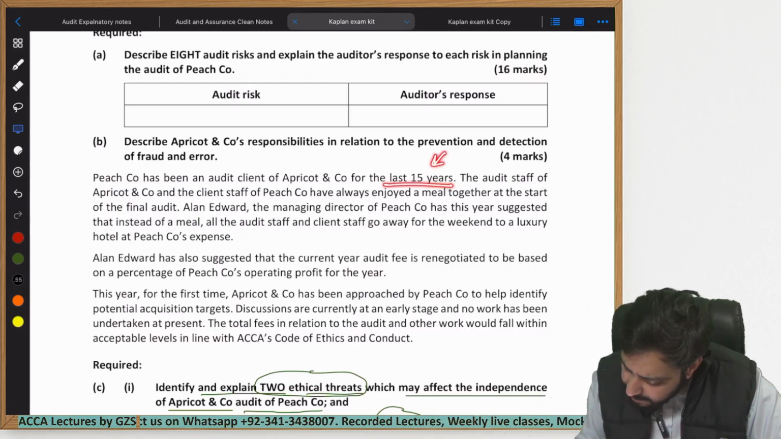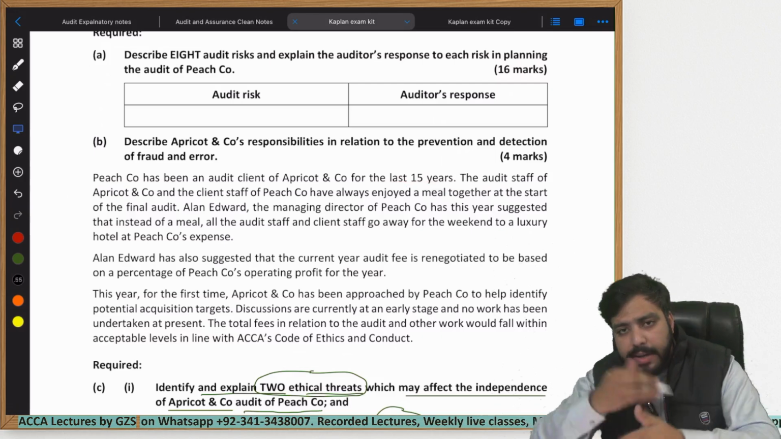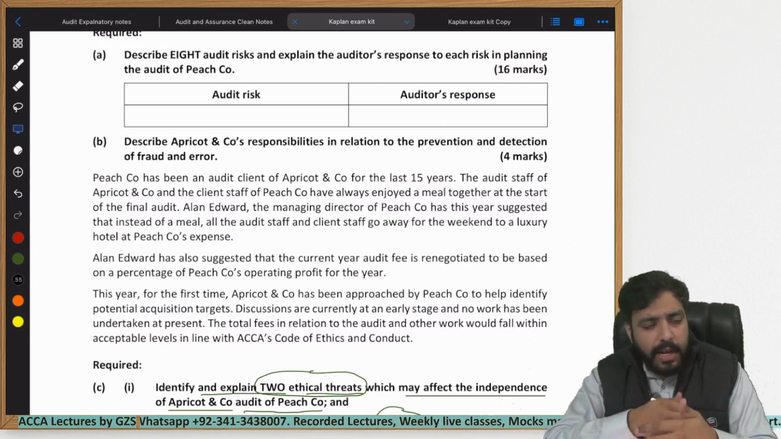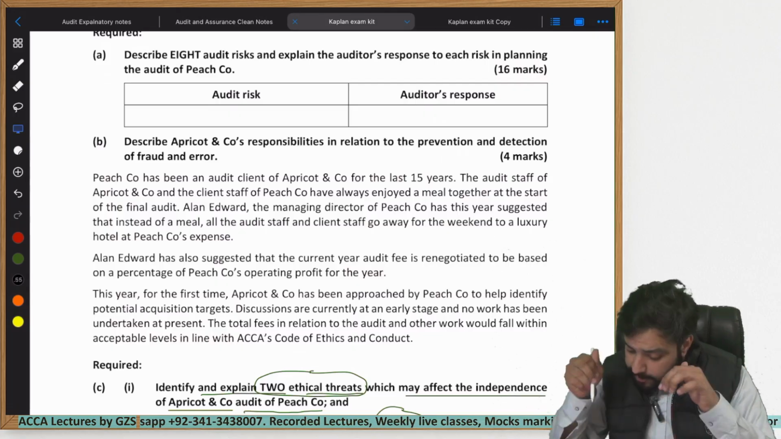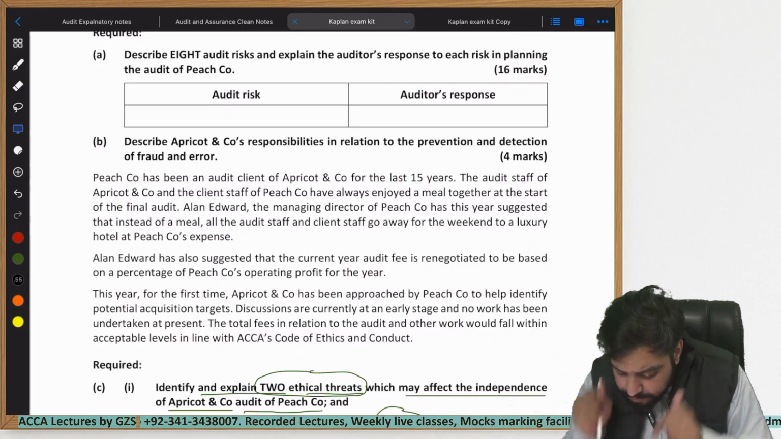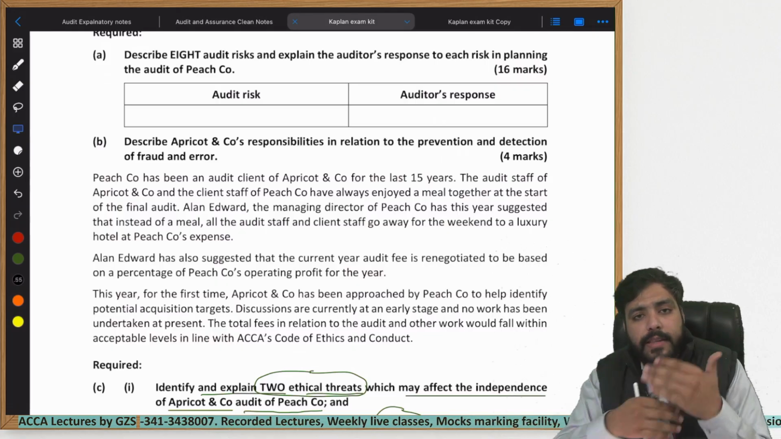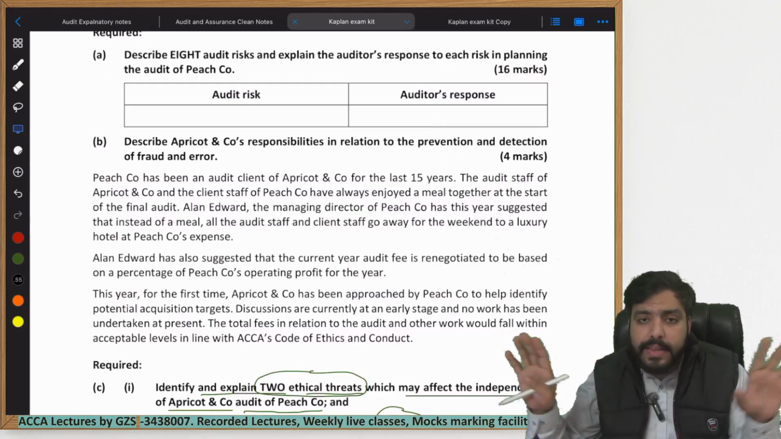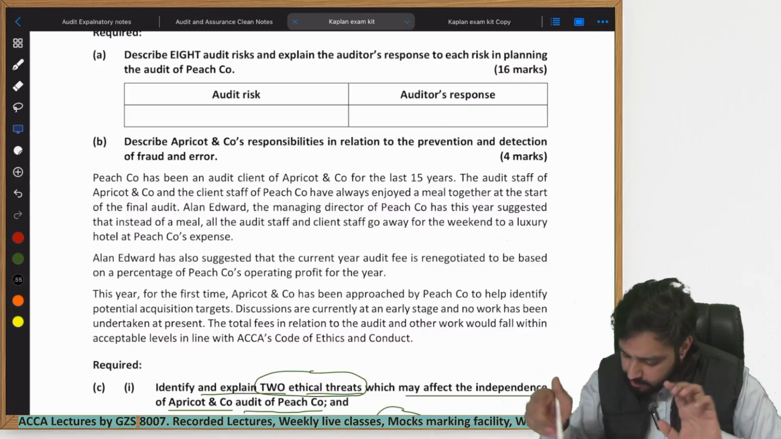Unless and until it is mentioned that the partner has been auditing this company for the last 6 years or 7 years, if it was mentioned here, then I would have created this threat. But because nothing like that has been mentioned, I will ignore this.